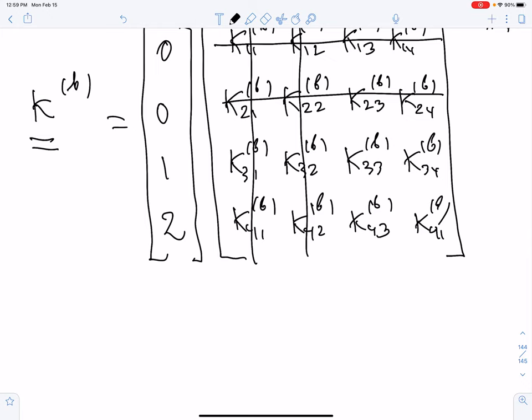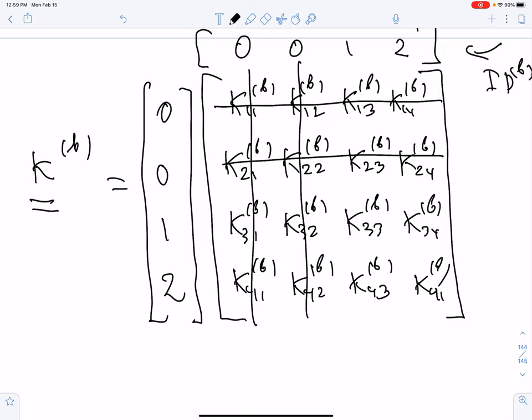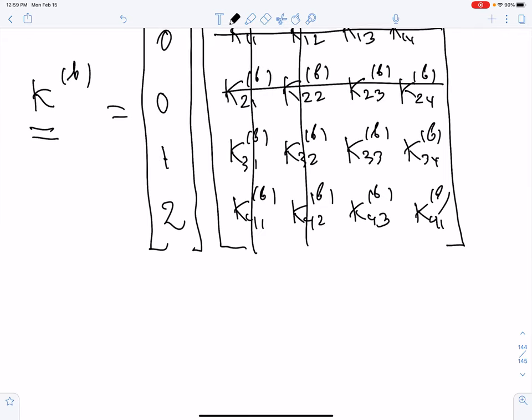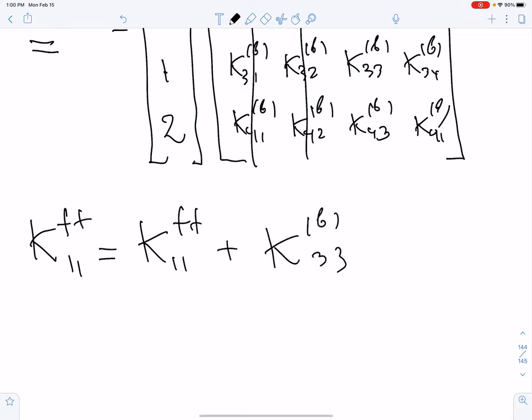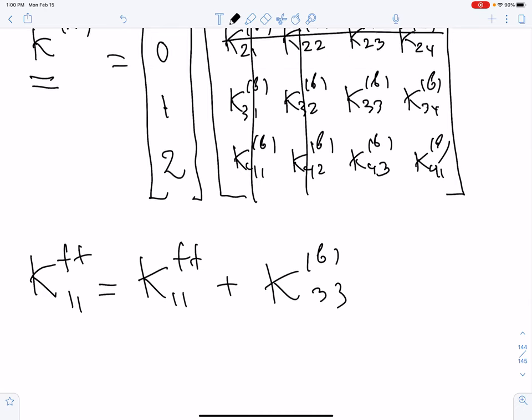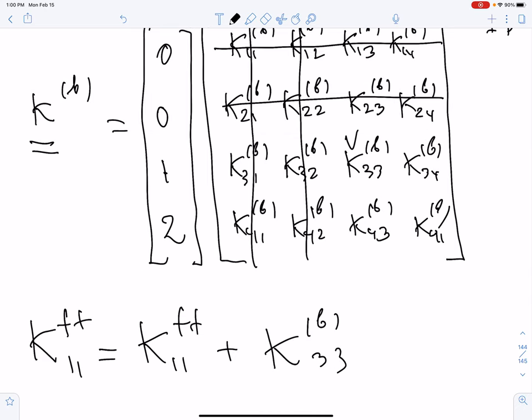And so what remains is this bottom 2x2 block. And now let's see where each one of these goes. We look at K33B, and we see that for the global structure, it corresponds to DOF 1 and DOF 1 for row and column respectively. So we'll take whatever is in KFF 1,1 and now add K33B to it. Okay, this is done, handled.